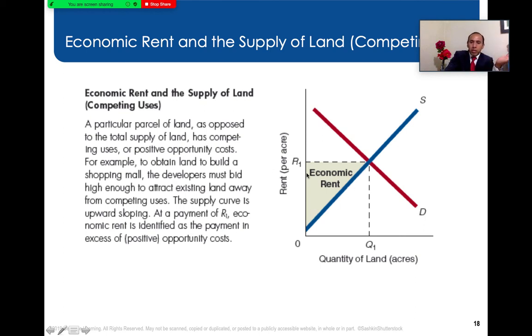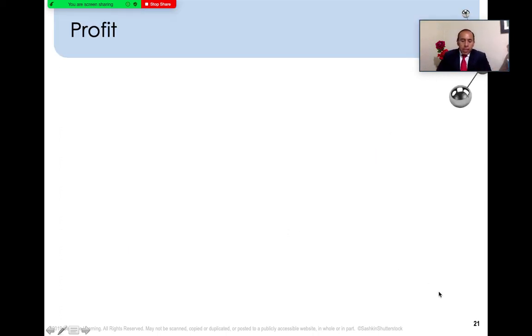So economic rent here is the economic return to the owner for owning the land. Those that are demanding it need to pay that equilibrium price, keeping in mind that the space of land could be used for something else. And then depending on how much it costs the landowner, you can have profit, which is our next subject.